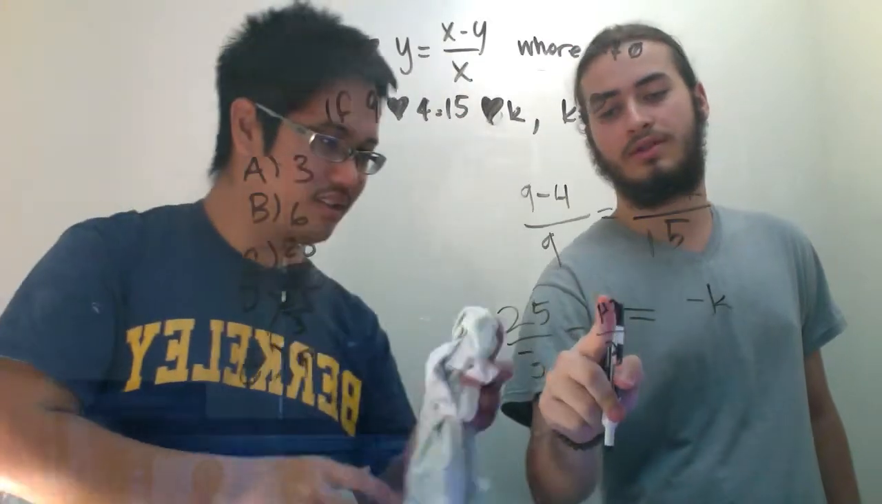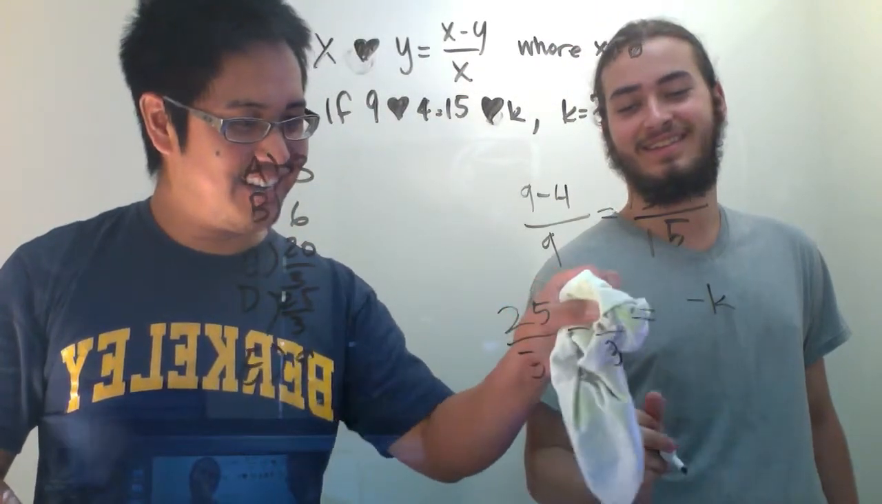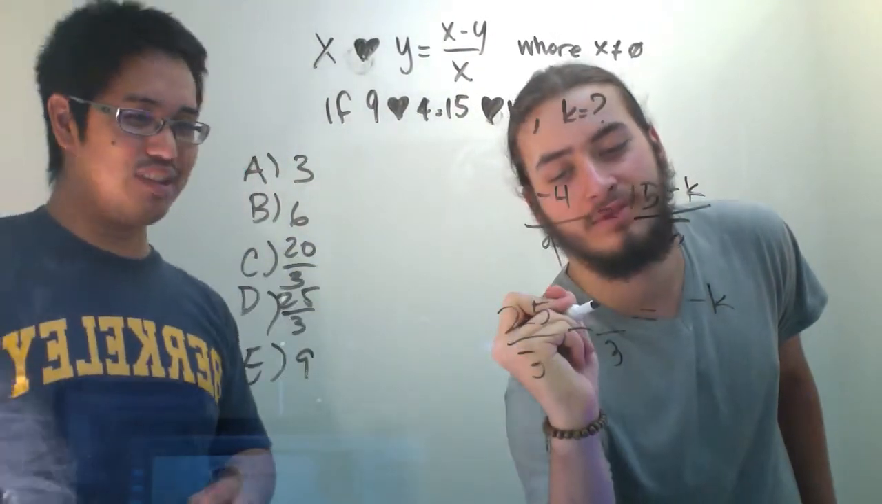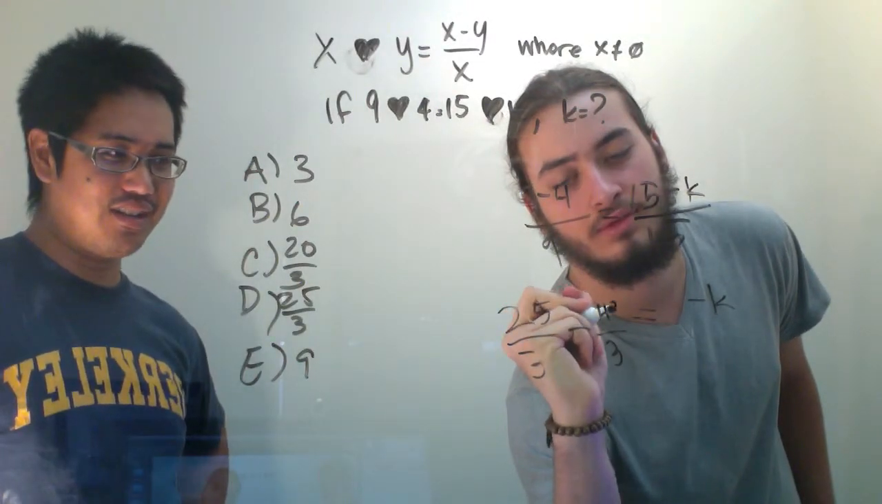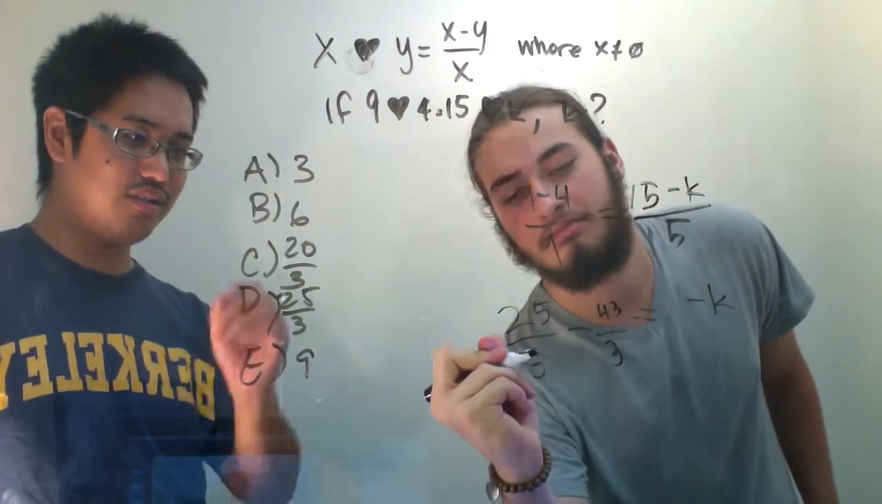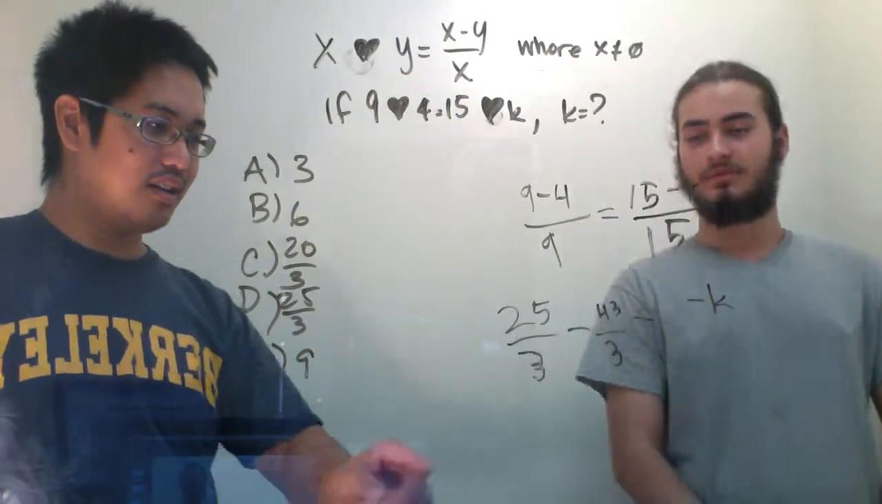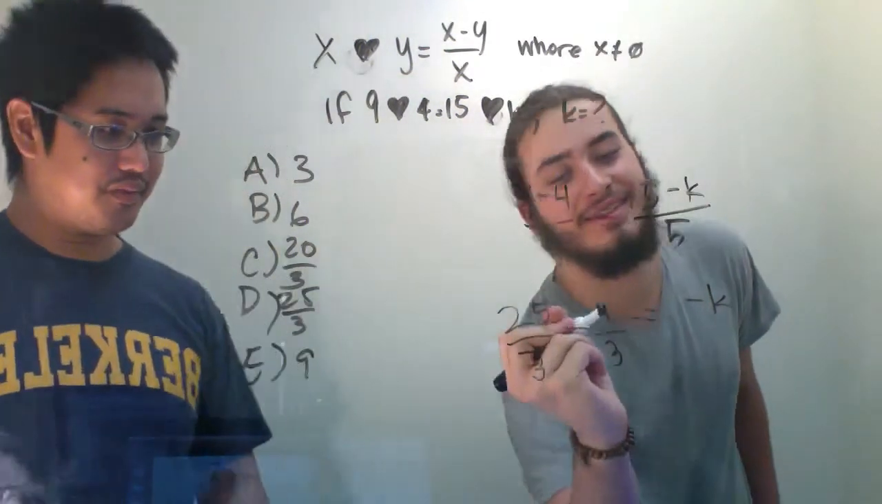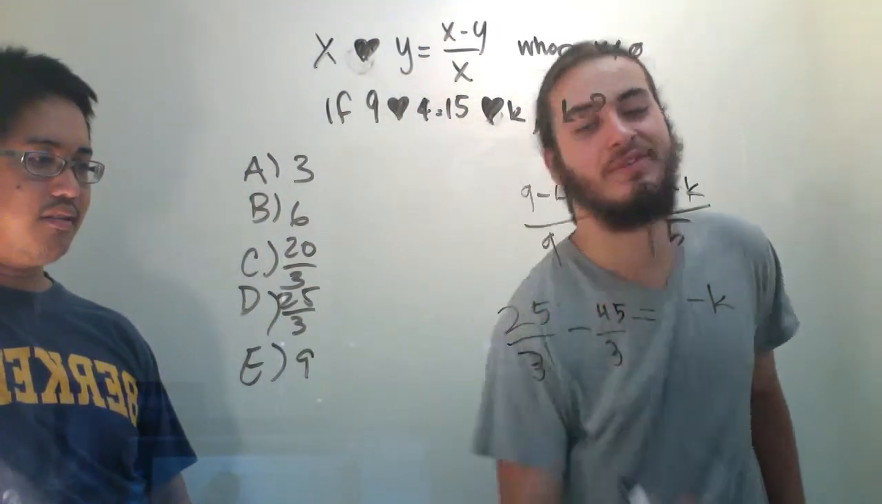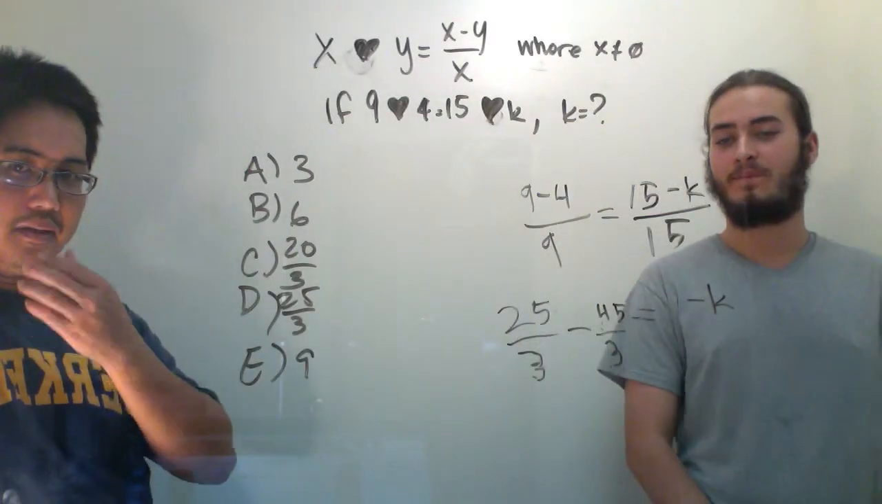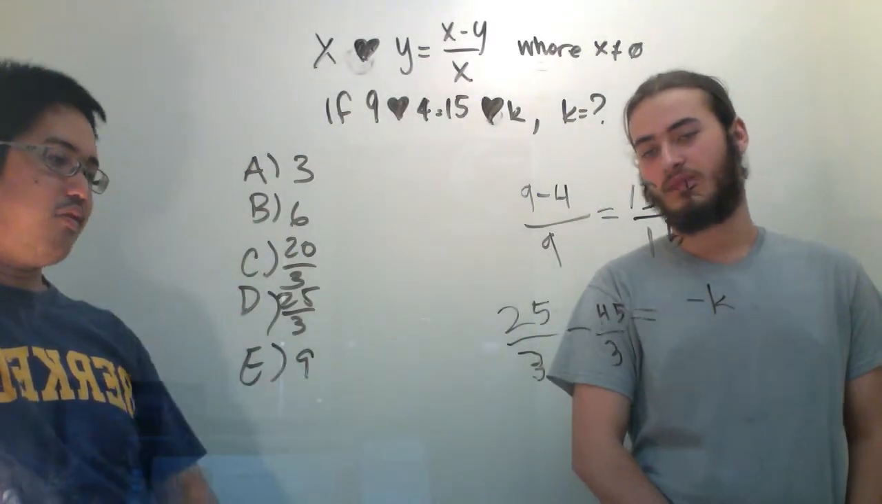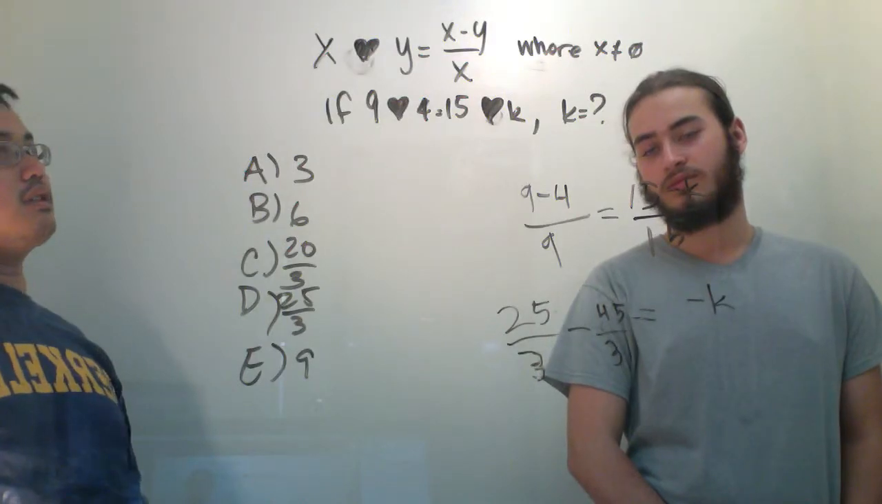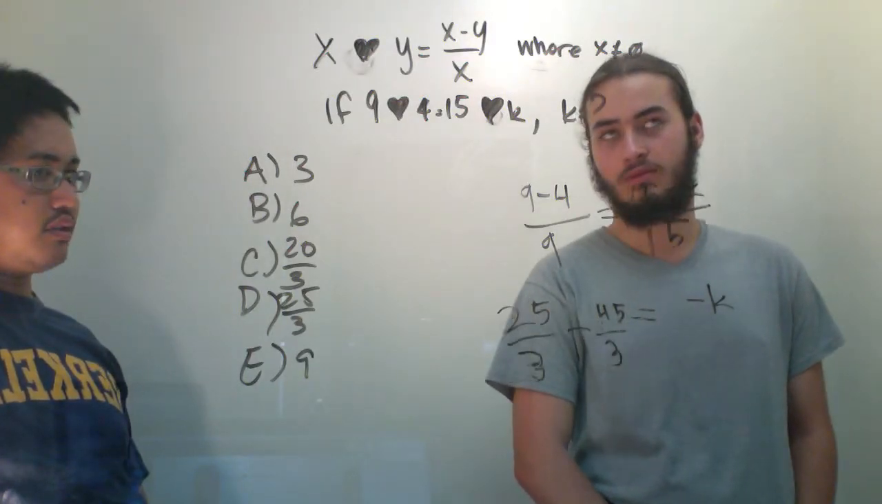Why'd you write it backwards? I know, it takes some getting used to, like writing on the board and trying to think of how they would see it. Oh yeah, that's right. No, 45. I know, it's all right, you're nervous. Okay. Now, 25 minus 45, that's 20. Negative 20? Yeah.